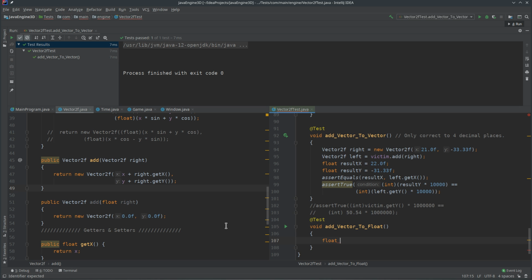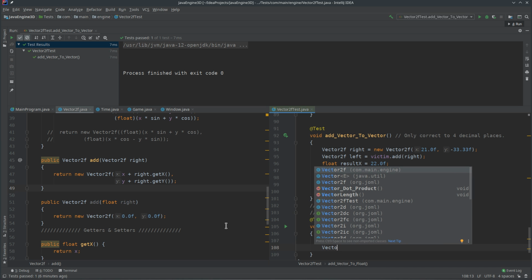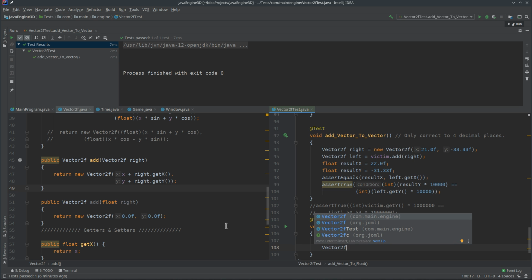So, the expected results. Float right equals 25.4755 F. See if you can get this one right. So we want to add them together, do we? So float, no. It's vector, isn't it? Vector 2f. Result, is it, that we are using? No, left. Equals. Use B.